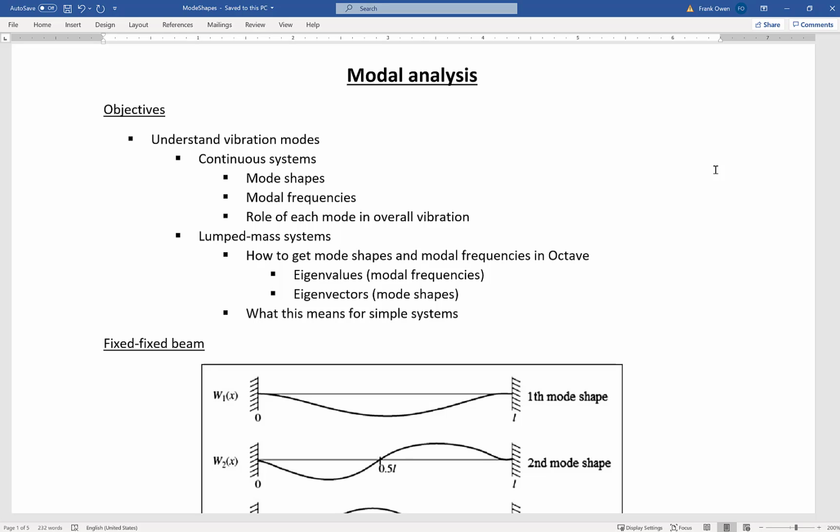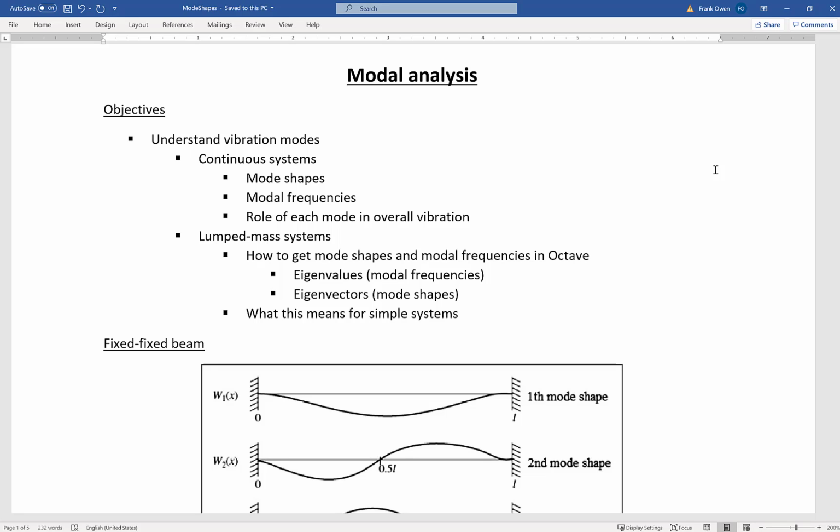In this topic are mode shapes for continuous systems, also for lumped mass systems, as we shall see. So mode shapes and modal frequencies, and then the role of each mode in the overall vibration of whatever structure we're looking at. Lumped mass systems, we will look at those and actually analyze some of those. They're interesting too. How to get the mode shapes and the modal frequencies in the open source MATLAB-like program Octave.